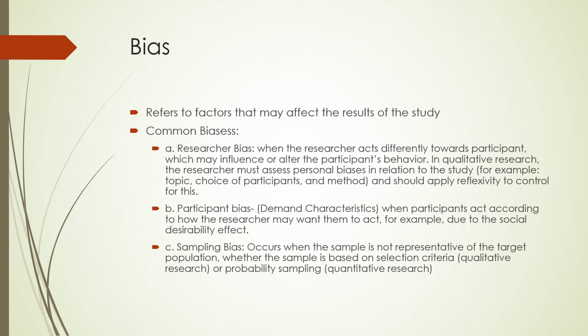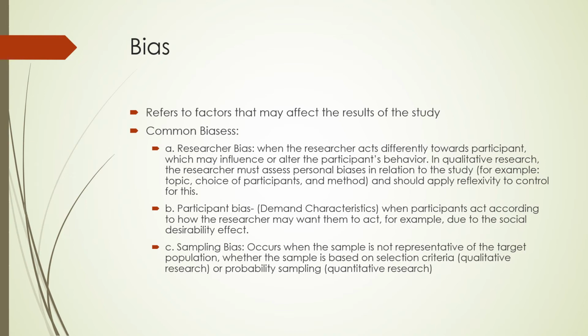The next one is participant bias, and this can also be called demand characteristics. So when participants act according to how the researcher may want them to act. And this comes into play sometimes either when the researcher pays people to do studies, or when the participants themselves have done a bunch of different psychological studies and they start to realize and look for beats, so to speak, that they can sort of look at and they identify as being a part of a psychological study.